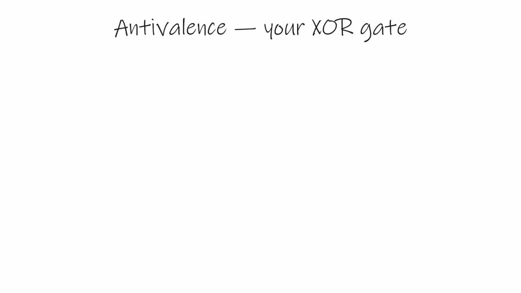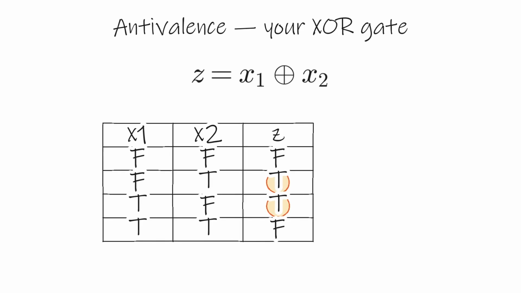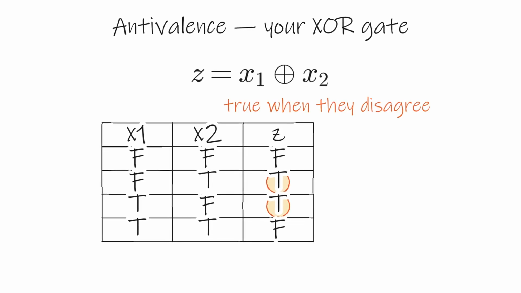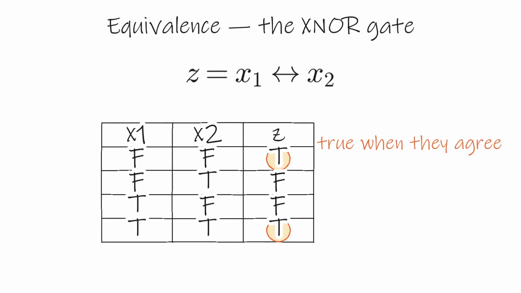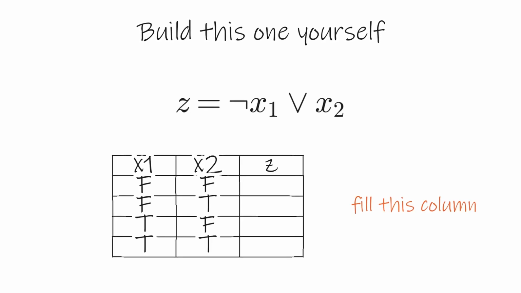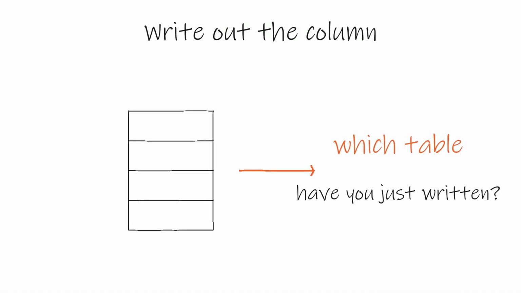2 more while we're here. Antivalence, your XOR gate, true exactly when the inputs disagree. And equivalence, the XNOR gate. Z is x1 if and only if x2, true when they agree. Build this one yourself before we move, not (x1 or x2). 4 rows. Write out the column, then tell me which table you've just written.